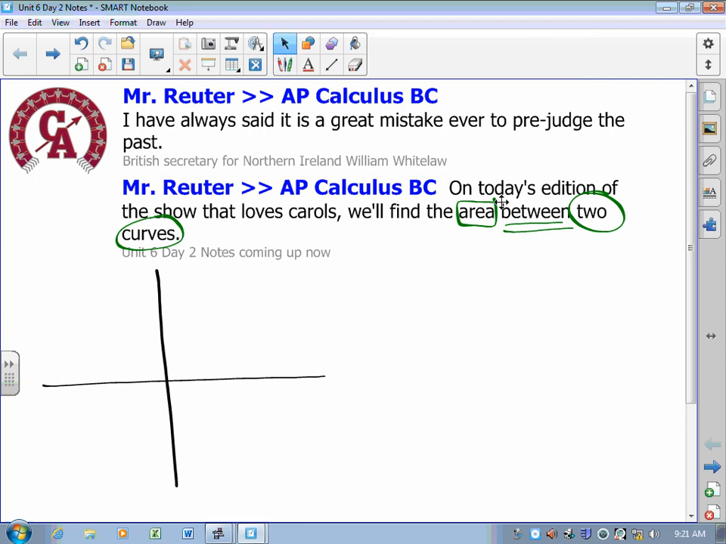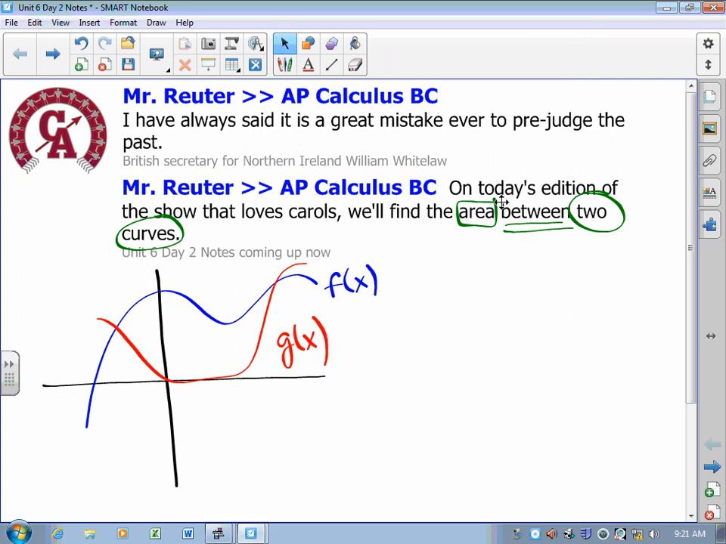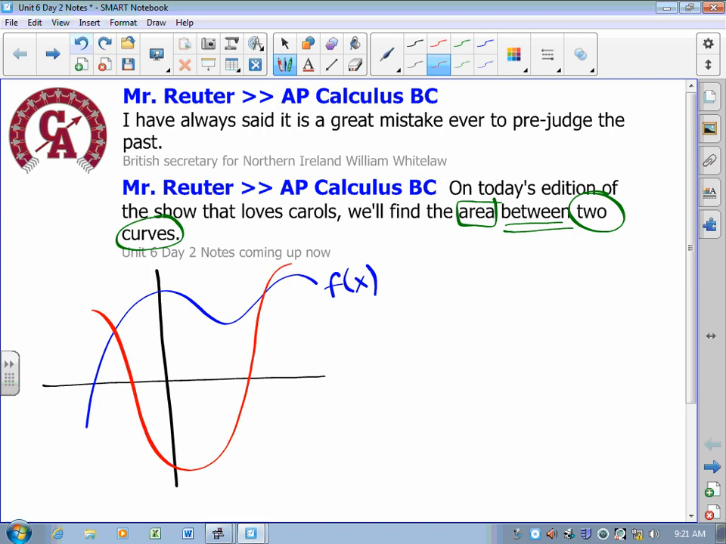So you've got two functions. He's up here and she's over here. Oh, let's make a different her. She's over here. And I want to find the area between them. I want to find the area in between the blue graph and the red graph.